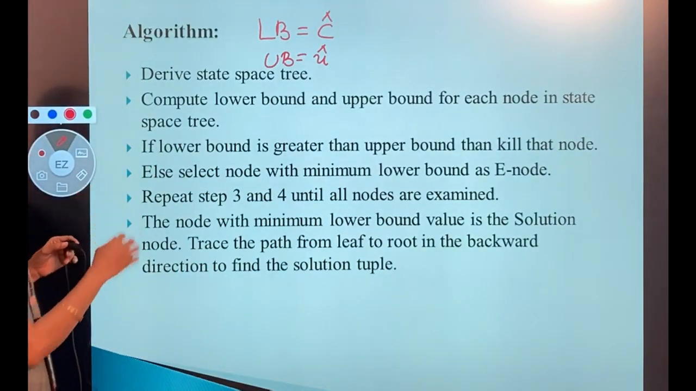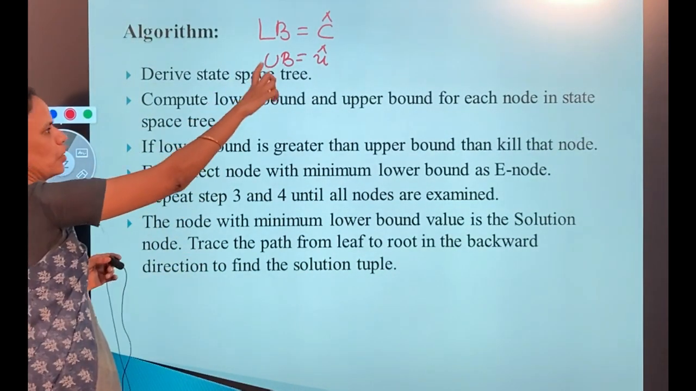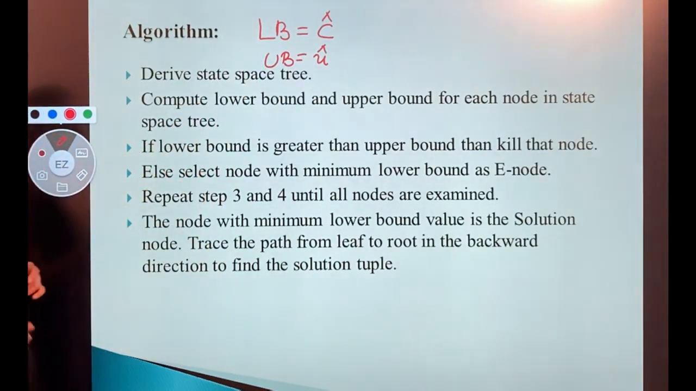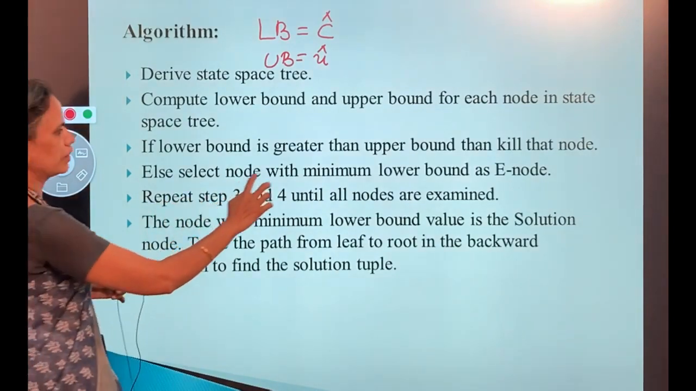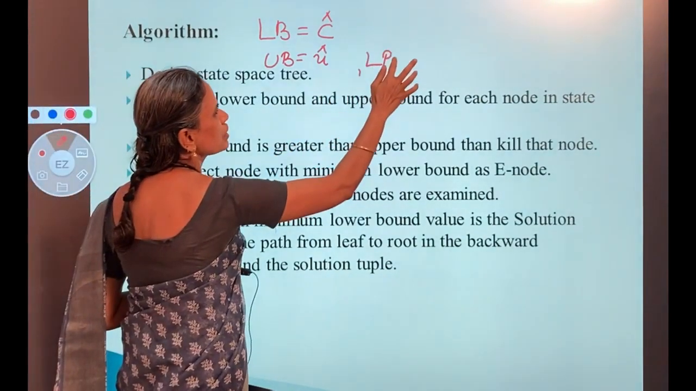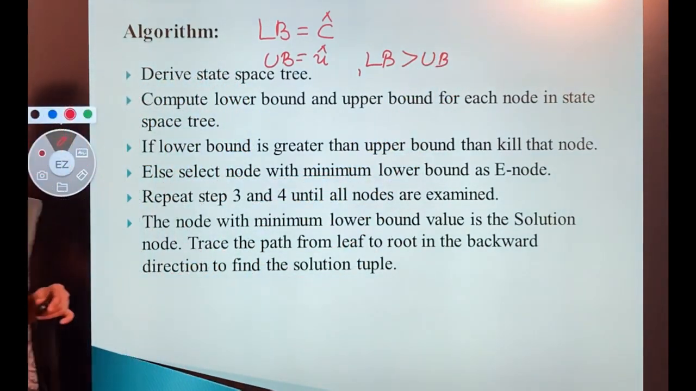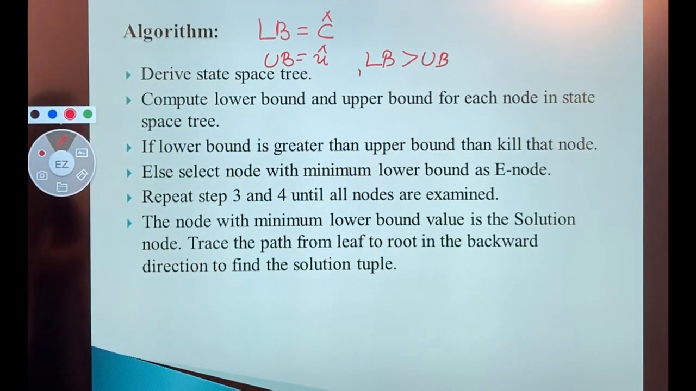So we have to compute both the upper bound and the lower bound. After computing them, if the lower bound value is greater than the upper bound value, you have to kill the node. Suppose the lower bound value is less than the upper bound, which means we have to explore that node. Then we repeat the steps. This is step 3, repeated until all the nodes are examined.